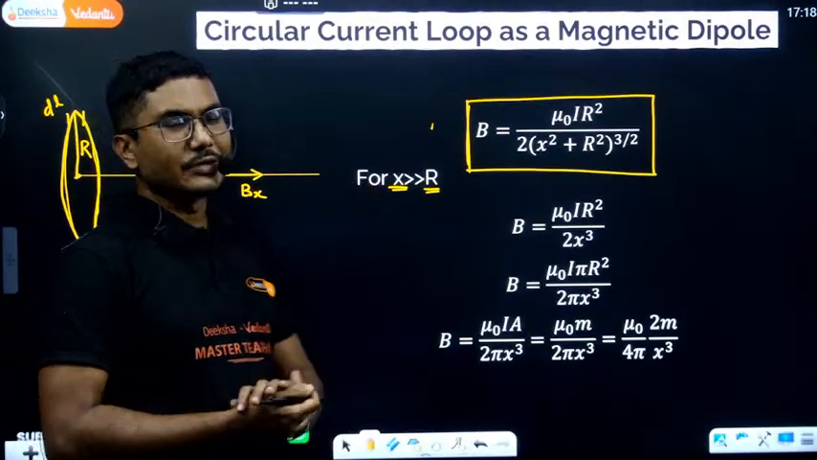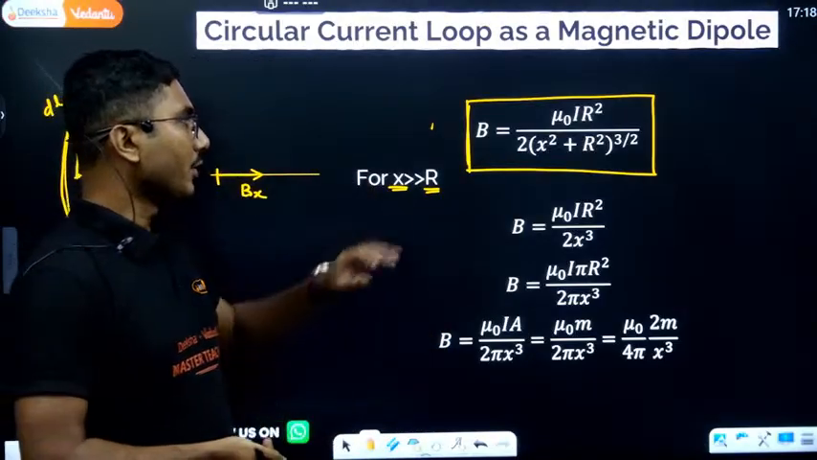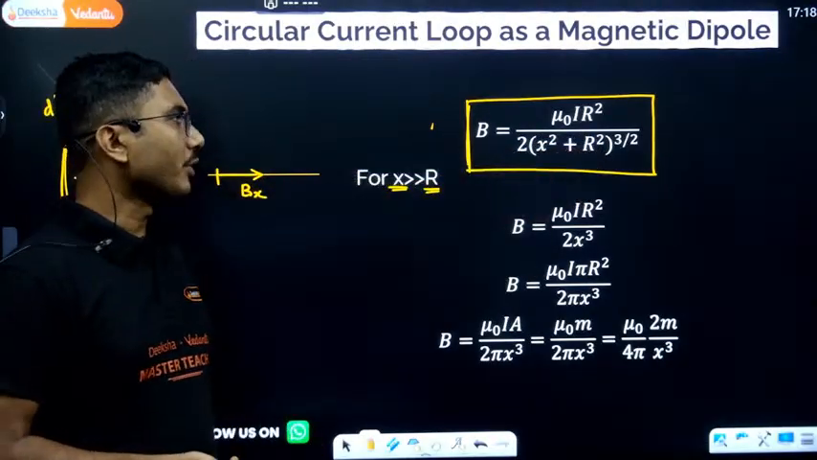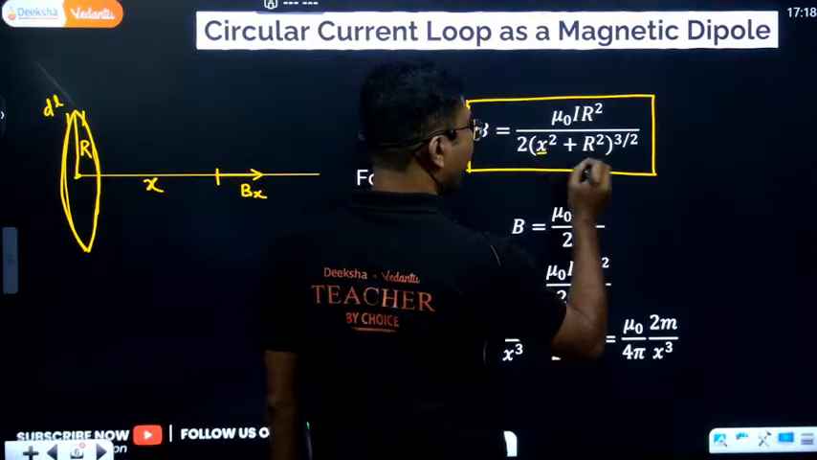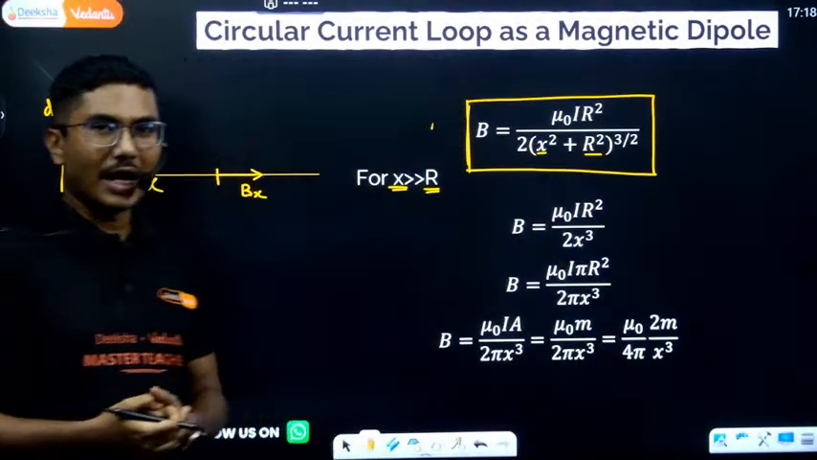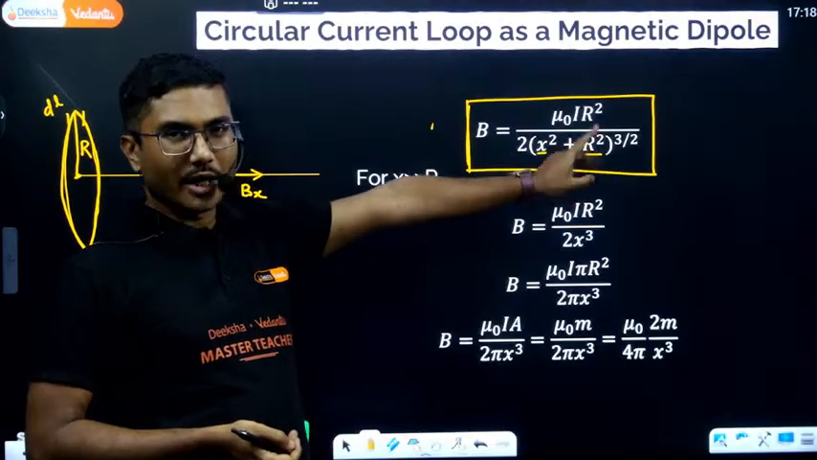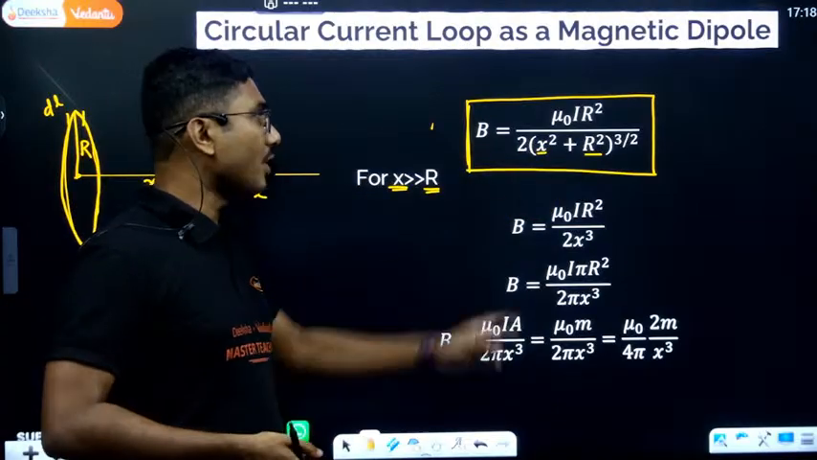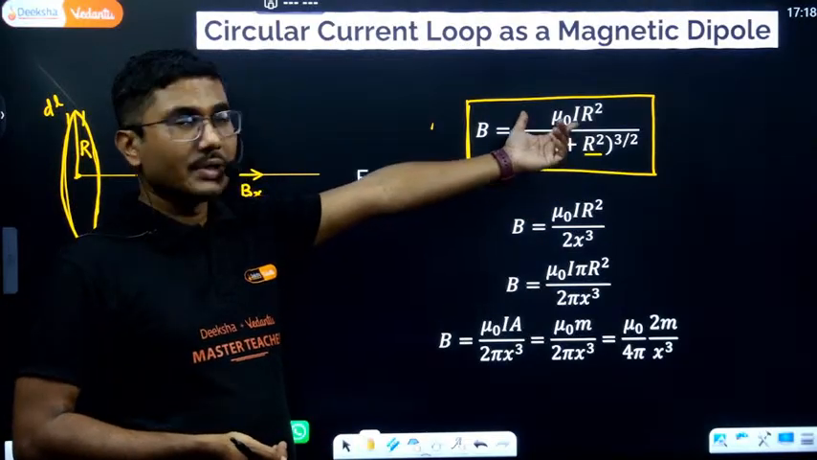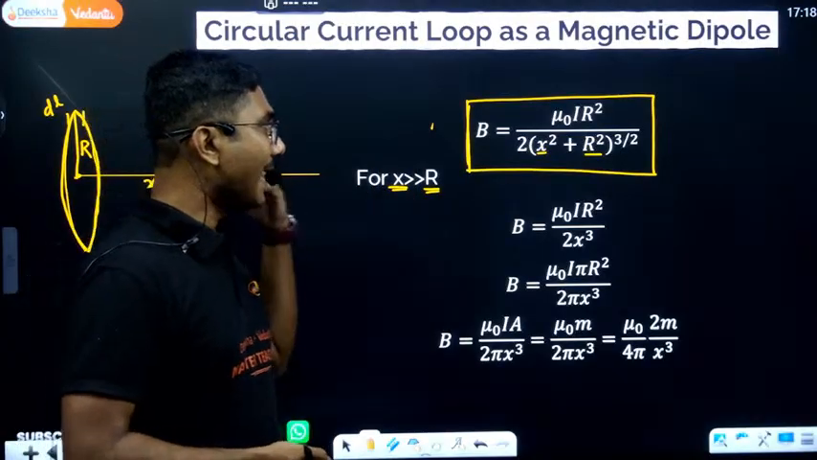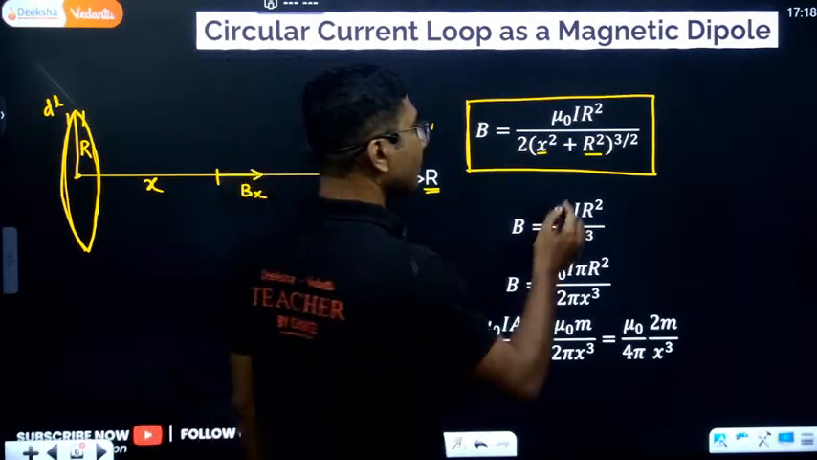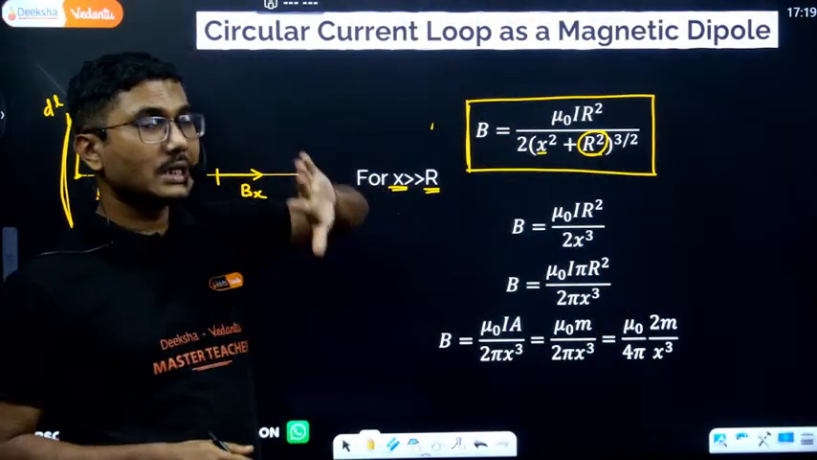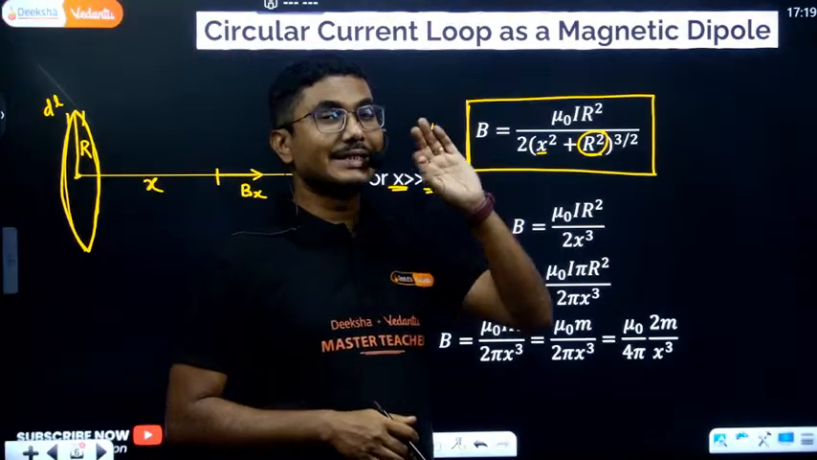For example, say x equals 100, r equals 1. If you put that value in this equation, you can see that the value of x square is far greater than the value of r square. Even if x is 10 and r is 1, x square is 100 and r square is 1, so that does not change much. In that case, we can ignore this r square, whatever is added in the denominator. Small numbers can be approximated whenever they are in addition form.